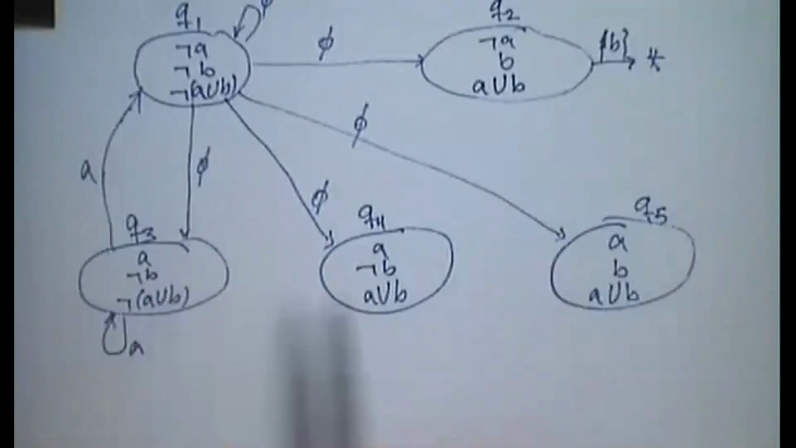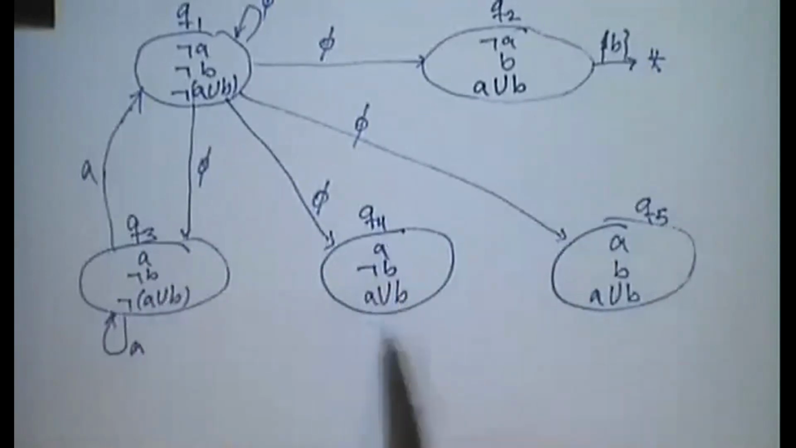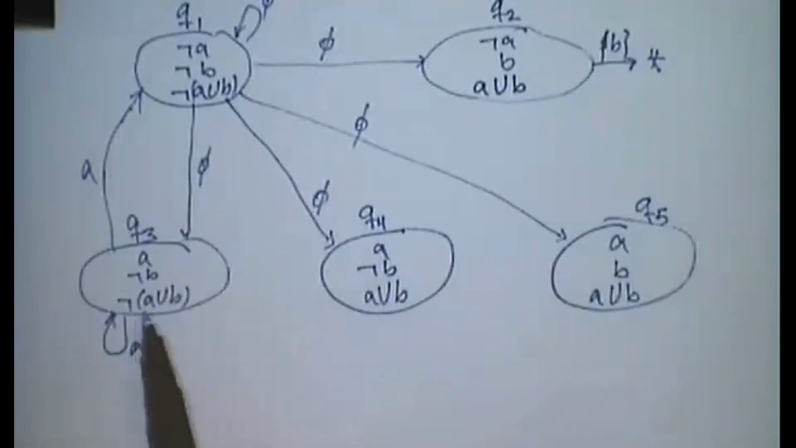Is there an edge from Q3 to Q4? No, because it satisfies A until B. Is there an edge from Q3 to Q5? No, because it satisfies A until B. So these are all of the edges going out of Q3. Okay, please stop me whenever you have questions, otherwise I will just continue.